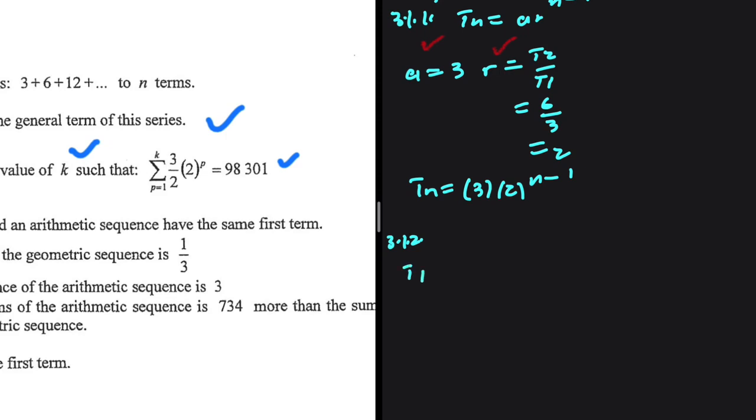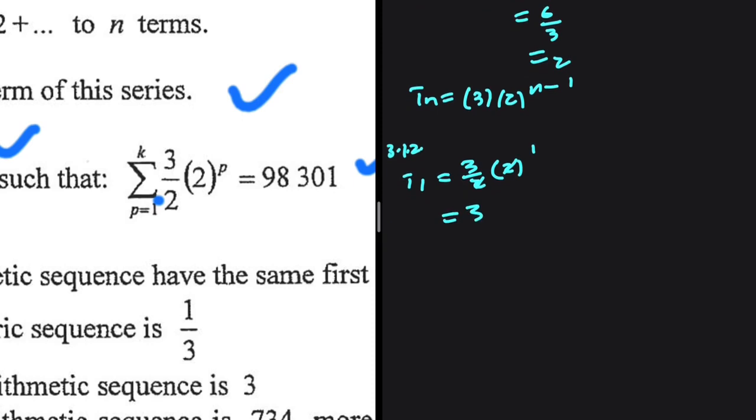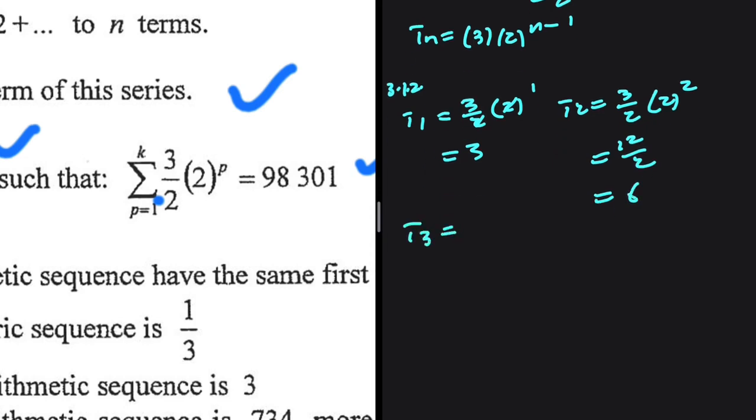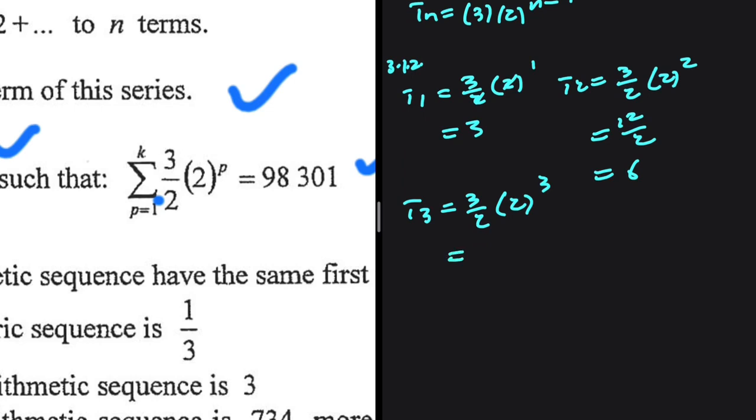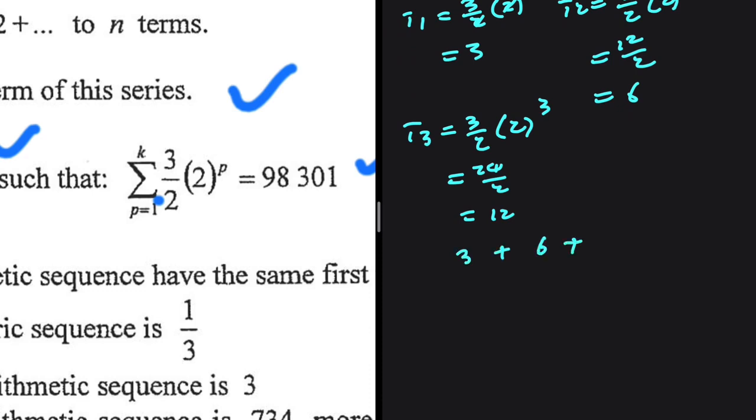So the first term, T1, will be equal to 3 divided by 2 to the power p. P is starting at 1, right? So when p is equal to 1, we're going to have 2 divided by 2, so T1 is equal to 3. And then T2, we're going to have 3 divided by 2, and then 2 to the power 2. 2 to the power 2 is 4, so we're going to have 4 multiplied by 3, which is 12. 12 divided by 2 is 6, so that is T2. And then T3 is equal to 3 divided by 2, 2 to the power 3. 2 to the power 3 is 8, so we have 8 multiplied by 3, 8, 16, 24. So we have 24 divided by 2, which is equal to 12. So it seems like we just have 3 plus 6 plus 12.